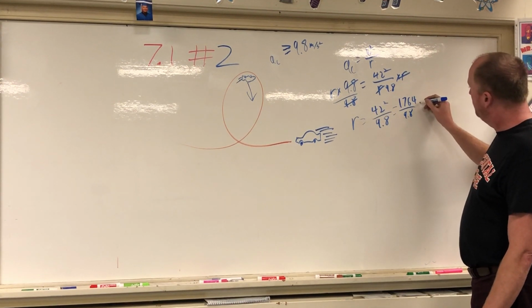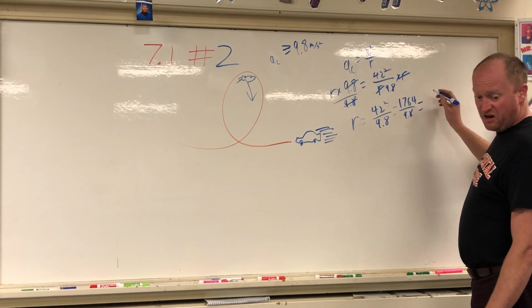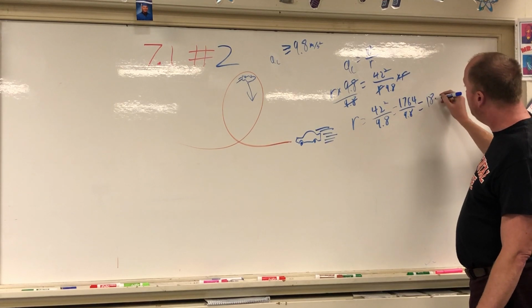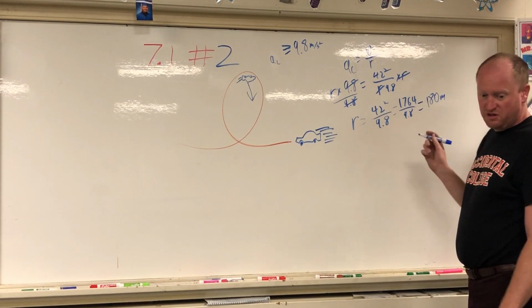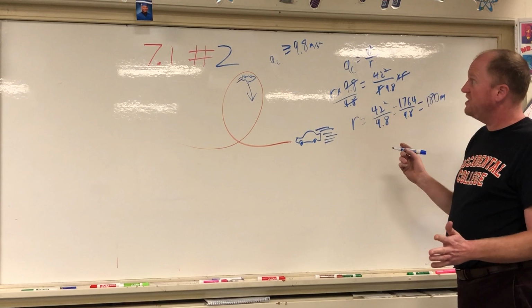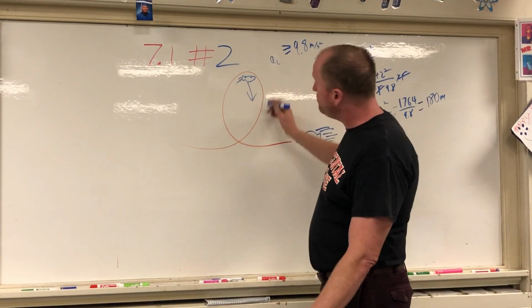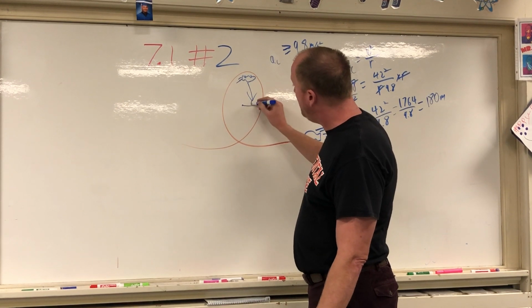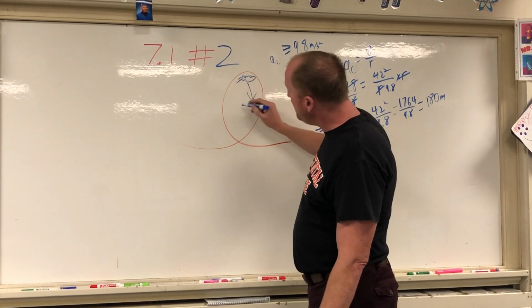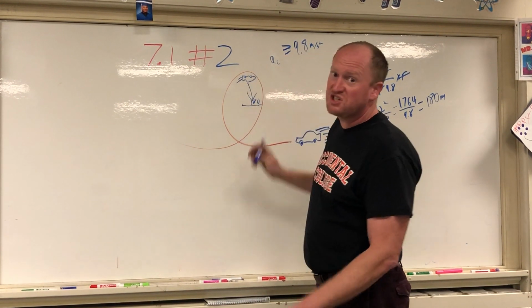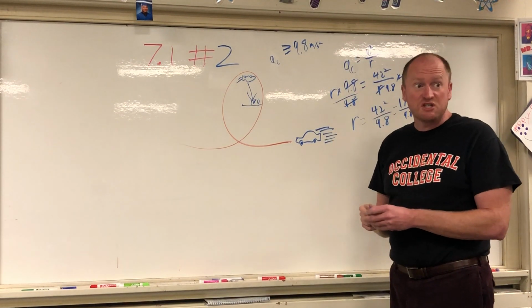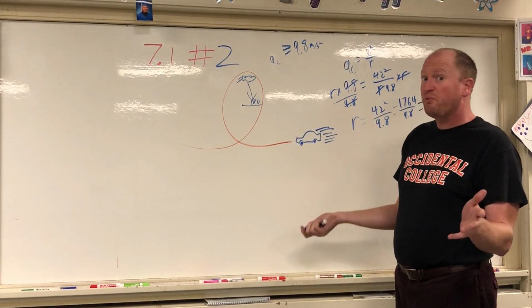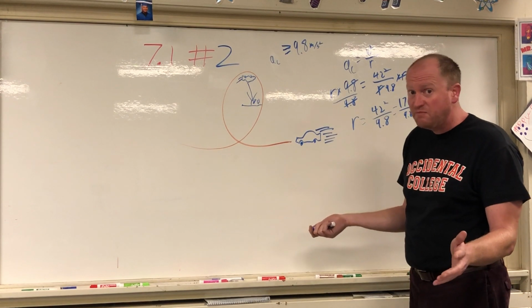And when I divide that, I get a radius of 180 meters, which is a good size radius. Because think about it, this loop is really big. Remember, the radius is only from the center to the outside. The loop itself would be a full 360 meters, which is a little more than 3.5 football fields in length.